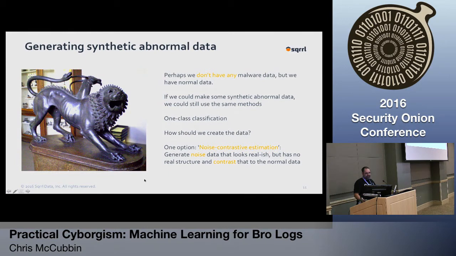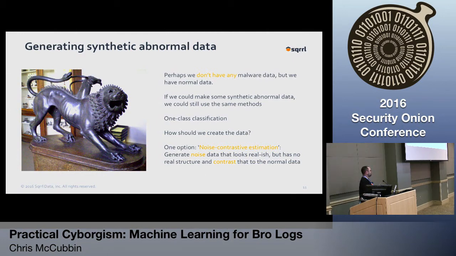Even in this case, what do you do if you don't have abnormal data? If you don't have malicious data? You can use unsupervised techniques, like I was saying before. There's also a number of ways to generate synthetic abnormal data. So if we just have normal data, what we can do, and this is in the code that we have, is use noise contrastive estimation. I know it's a little bit complicated, but we're going to generate noise data from the normal data.